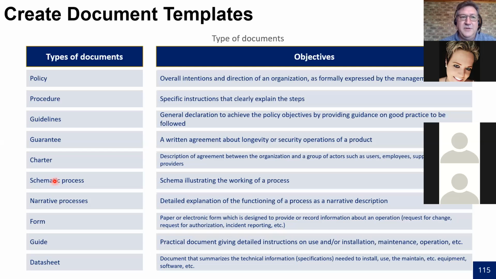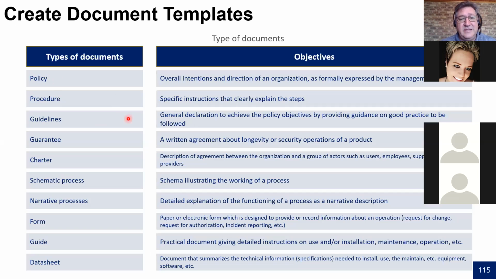Now, I just want to go through the types of documents that are out there. If you're looking at a policy, we have talked about the level 1 document in the previous slide. So this is a level 1 document. The procedure: a procedure is a specific set of instructions that clearly explains the steps. Now that speaks to me about detail. Now detail is for me a level 3 document on the hierarchy.